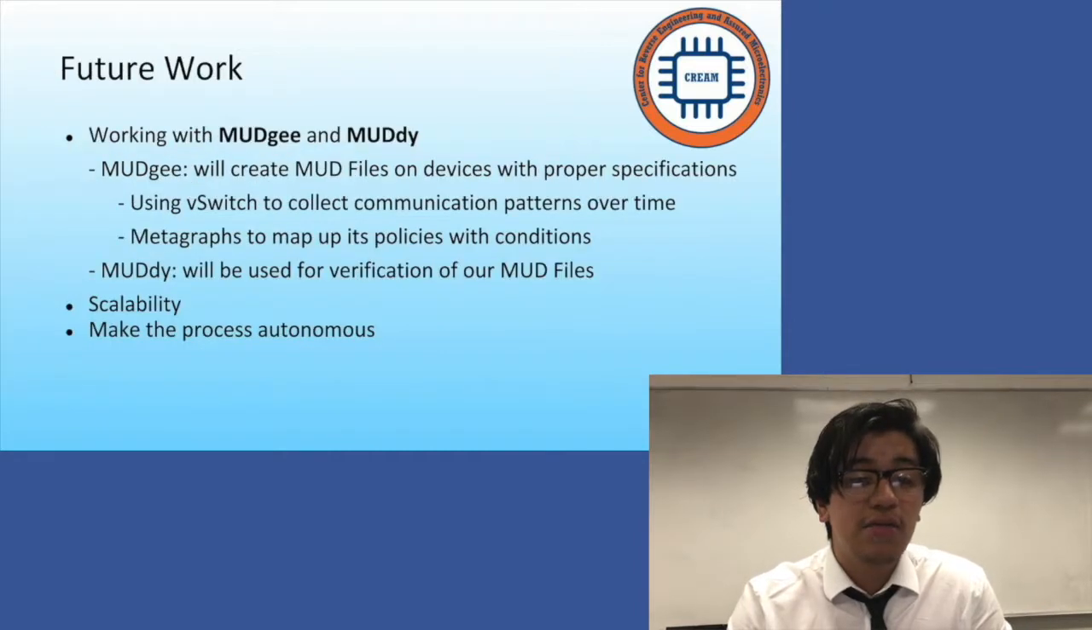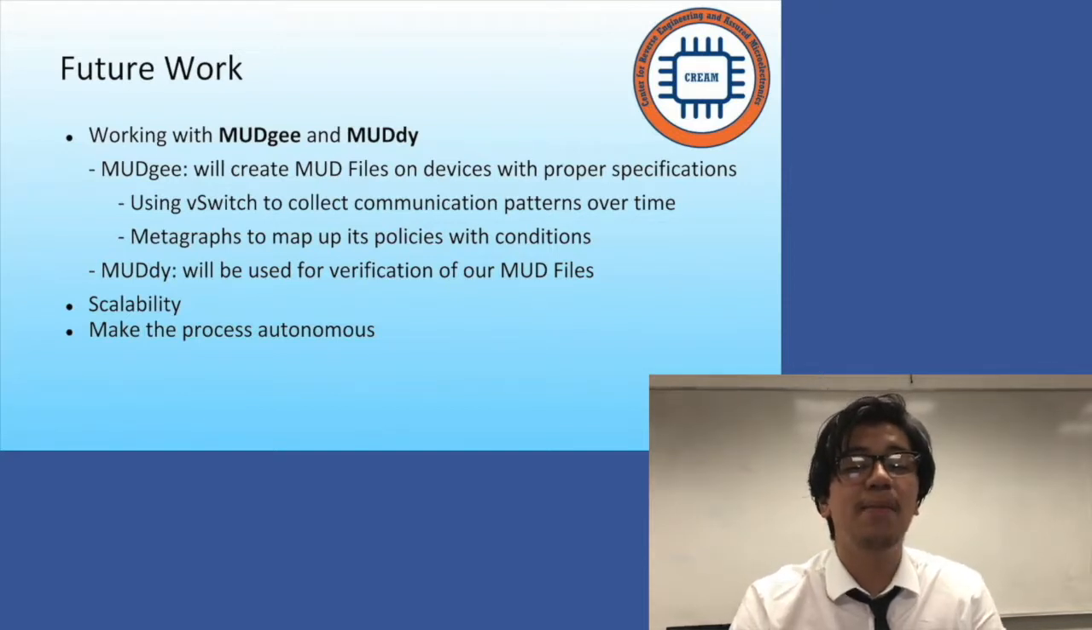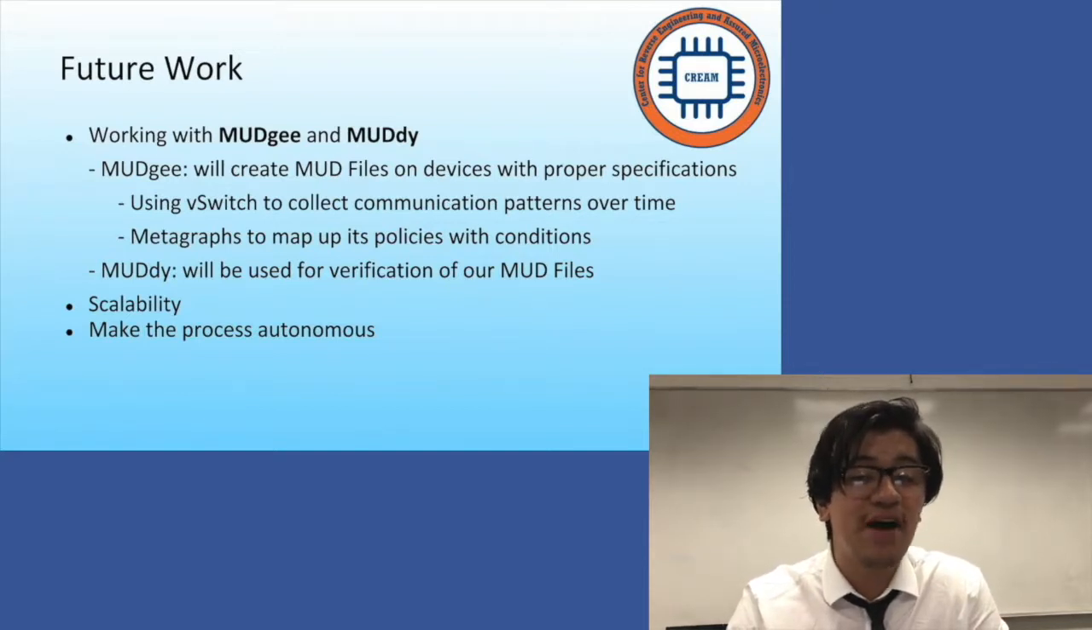For our future work, we want to work with MUD-G and MUD-DI, which are extensions to Cisco's MUD manager. These extensions will help us create and verify MUD files for devices that do not have MUD files associated with them, because in reality, not all IoT devices in the world have MUD files. We also want to work with scalability. As of right now, this implementation of MUD works with Cisco switches, and we want to make it work with other regular switches and routers, because in reality, not everyone will have this massive, expensive switch at home.